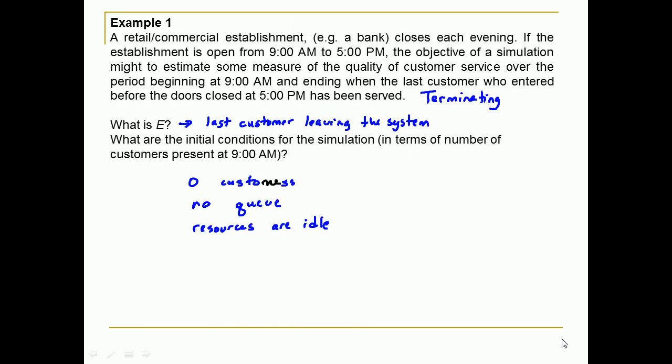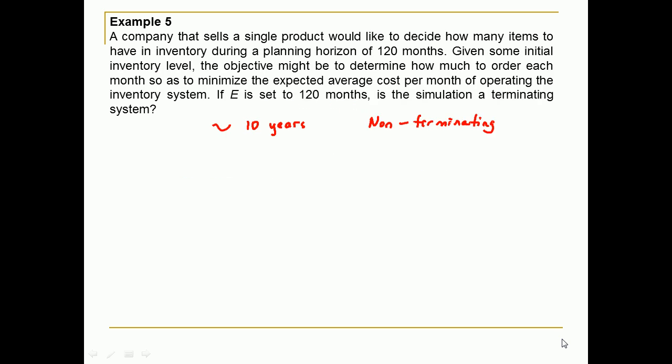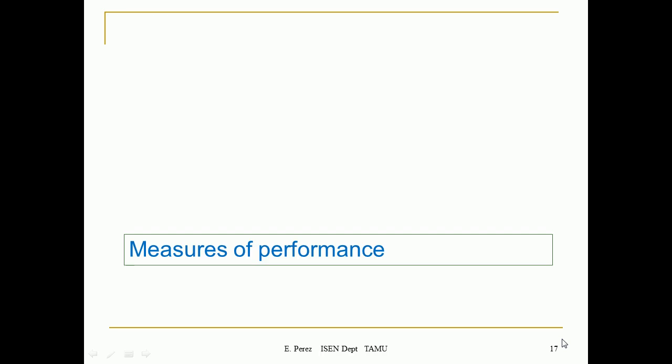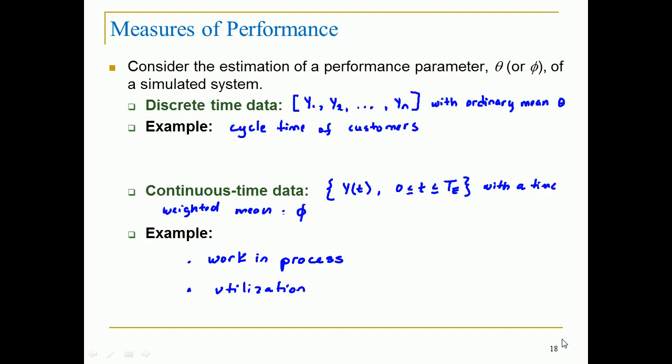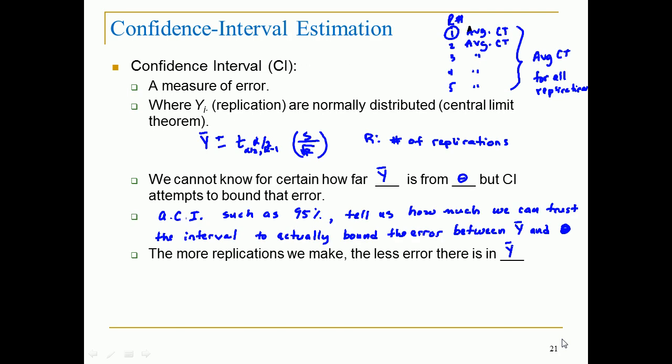Also, we went through examples to help you understand the difference between a terminating and non-terminating simulation. The next thing we did was to discuss several measures of performance and how to compute point estimators for those performance measures. We talked a little bit about what an unbiased estimator is. And the last thing we did was to start talking about confidence intervals.